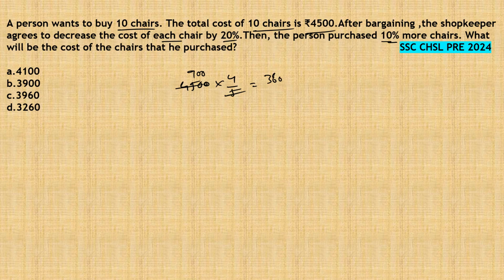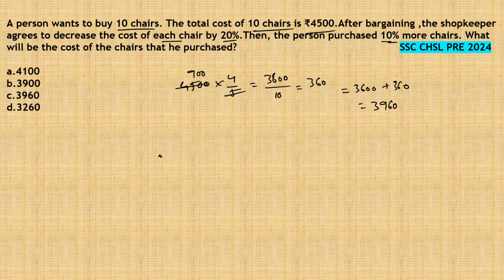Then the person purchased 10% more chairs. He was purchasing 10 chairs. He purchased 10% more chairs. 10% of 10 is equal to 1. He purchased one more chair. The total amount for 10 chairs is 3600, and the cost of one chair is 360. That is, the total amount is 3600 plus 360, that equals 3960. You can do it in one-liner method.